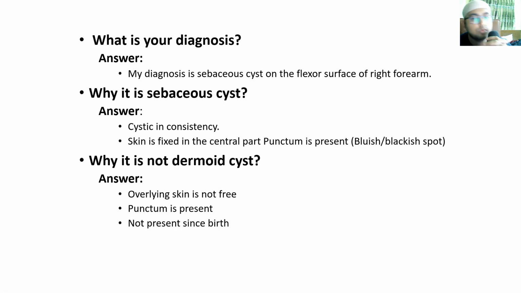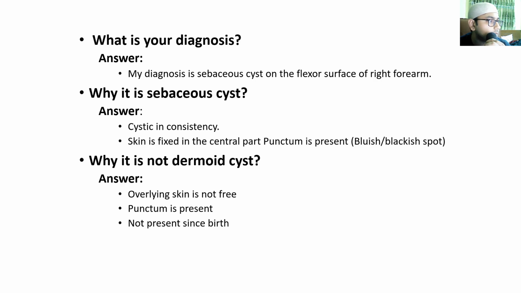Now your teacher will ask you some questions within 1 to 2 minutes, such as what is your diagnosis. My diagnosis is a sebaceous cyst on the flexor aspect of the right forearm. Why is it a sebaceous cyst? Cystic consistency is the first point, and the skin is fixed at the central punctum, which is a bluish or blackish spot.